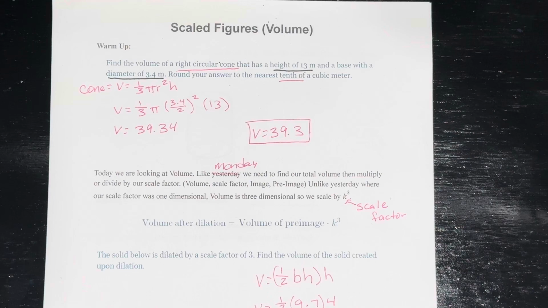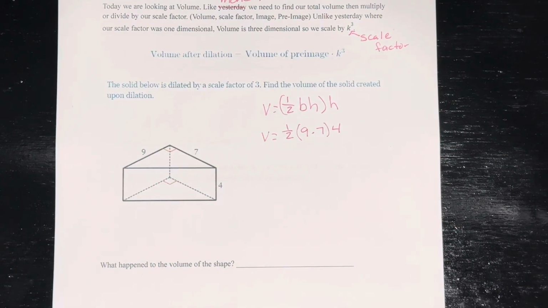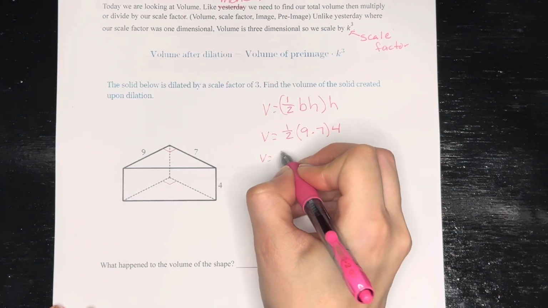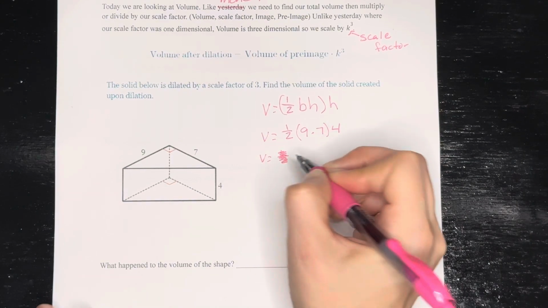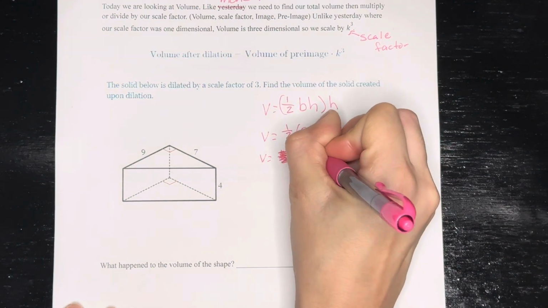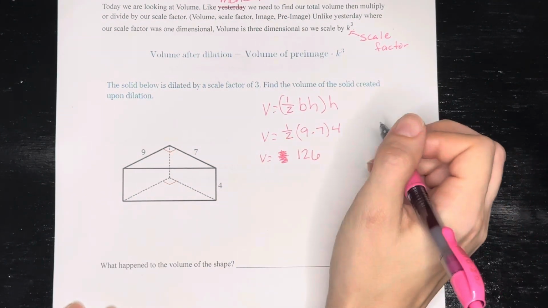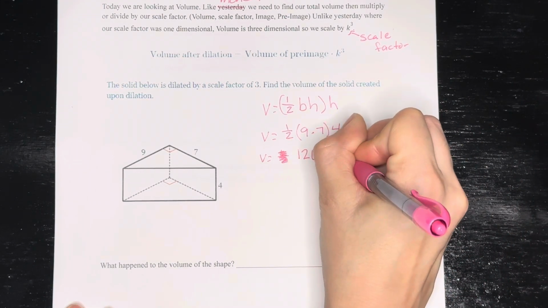Okay, go ahead and multiply that out. So now I would have 1/2, or let's just put it into Desmos. So 1/2 times 9 times 7 times 4 would be 126 units cubed.